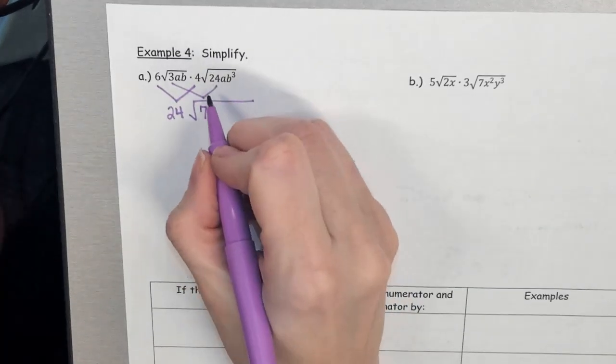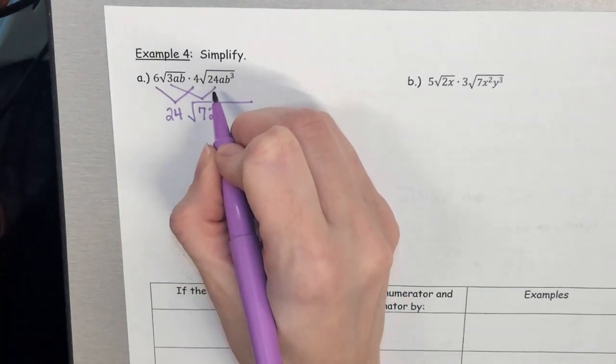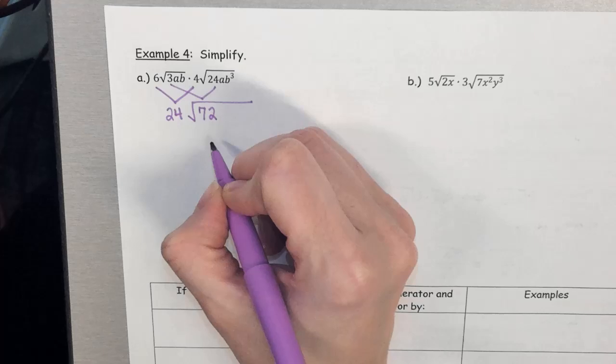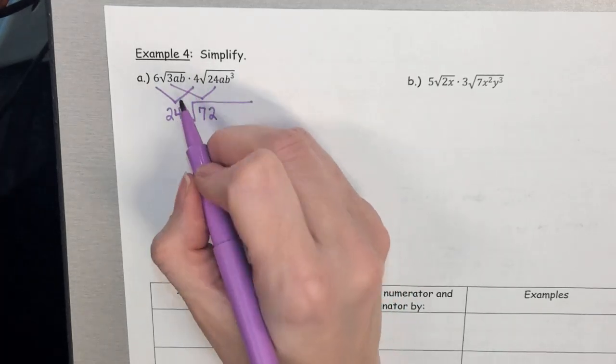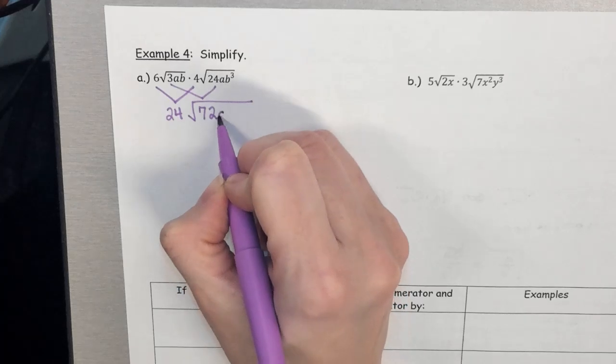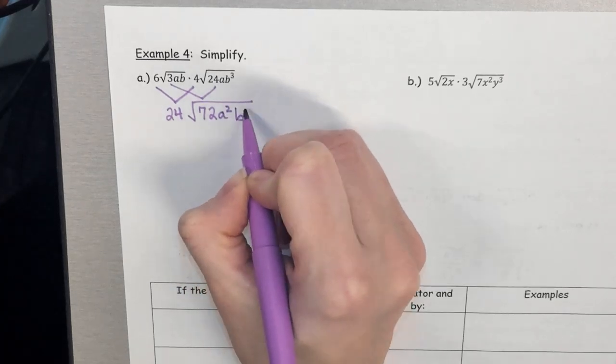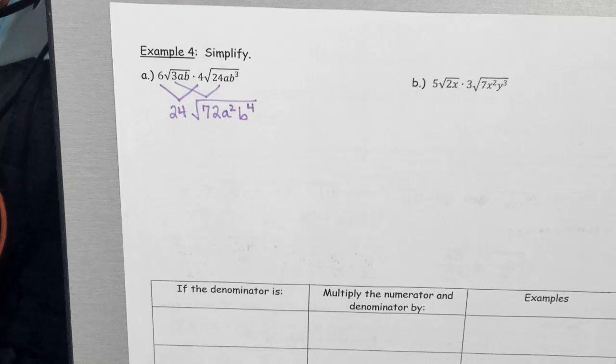Okay, and we know there are 24 hours in a day. Do you guys know in 3 days there'll be 72 hours? So things like that can help you multiply in your head. Okay, what's a times a? A squared, b times b cubed, b to the 4th.